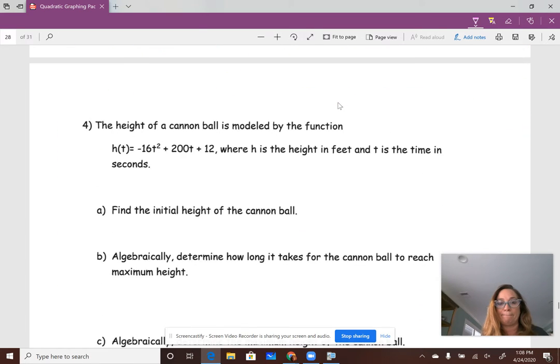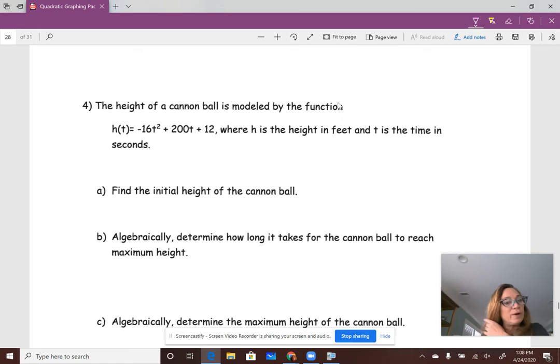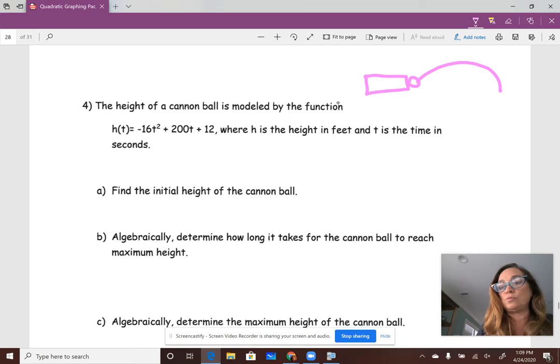All right. Okay, number 4. The height of a cannonball can be modeled by the function. So, all right, here's my really bad drawing. Okay, so like a cannonball comes out and it comes down. So you can see that it's parabolic, which means it forms a parabola. All right.